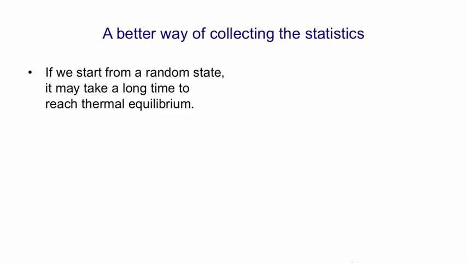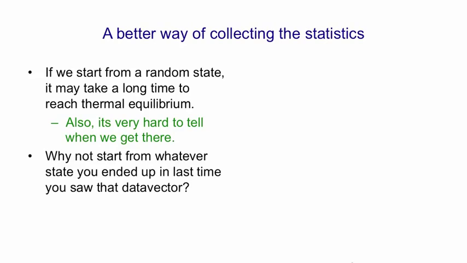There are better ways of collecting the statistics than the method that Terrence Sejnowski and I originally came up with. If we start from a random state, it may take a long time to reach thermal equilibrium. Also, there's no easy test for whether you've reached thermal equilibrium, so we don't know how long we need to run for.